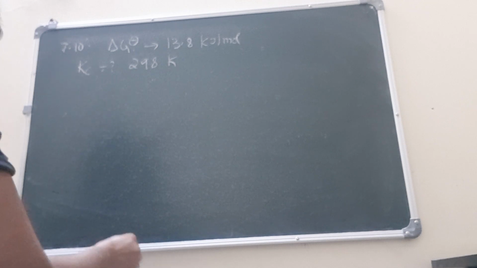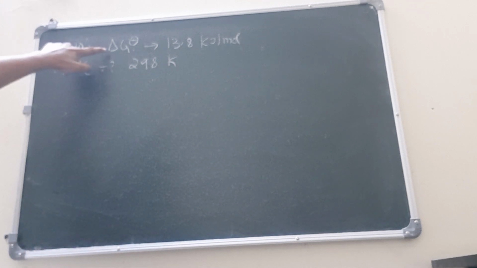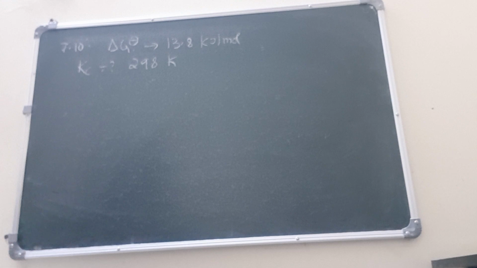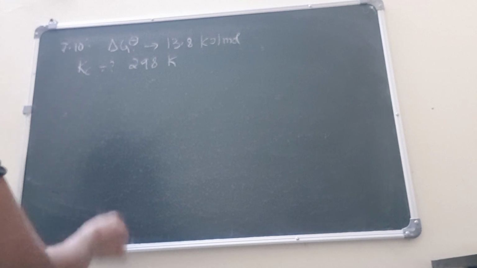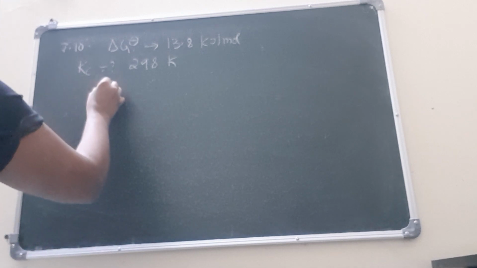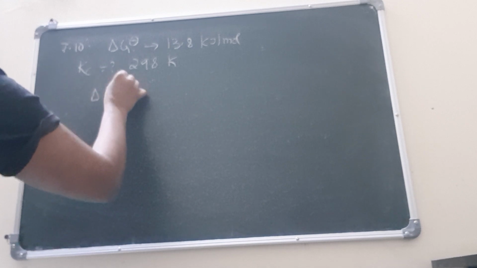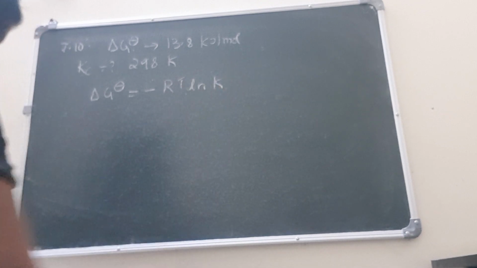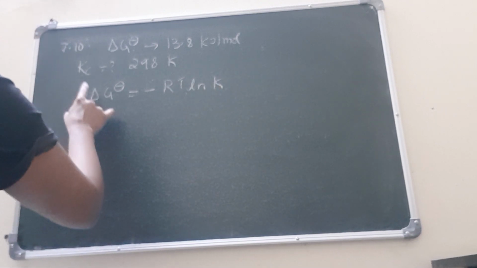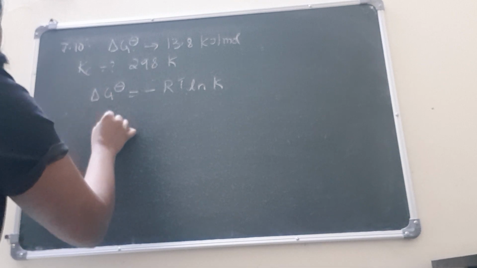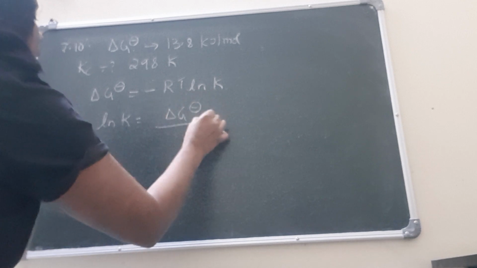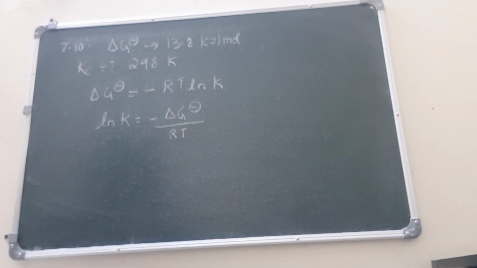Okay, so how do we use this? This is given to you in kilojoules. So this is in Kelvin, so your answer should be in joules. So let us, Kc is what? The constant when equilibrium is achieved. So we know that delta G naught is negative RT ln K at equilibrium. So what do we want? We want Kc. So let us write ln K is delta G naught negative divided by RT.